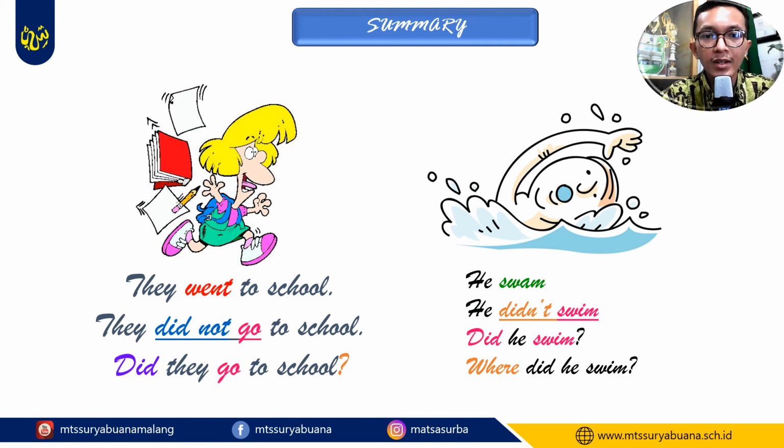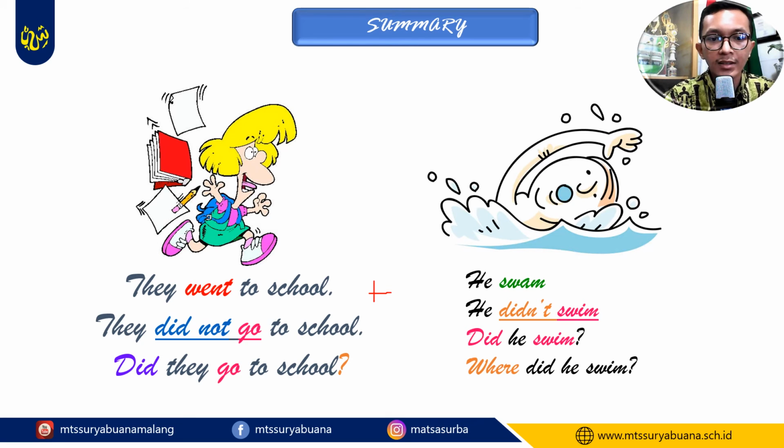Okay, let's do the summary of this video. Students, in this video we already discussed how to form interrogative sentences, negative sentences, and affirmative sentences. This is another example. While doing the summary, I hope you can learn again about those three types of sentences. The first picture: they went to school. This is a positive or affirmative sentence.